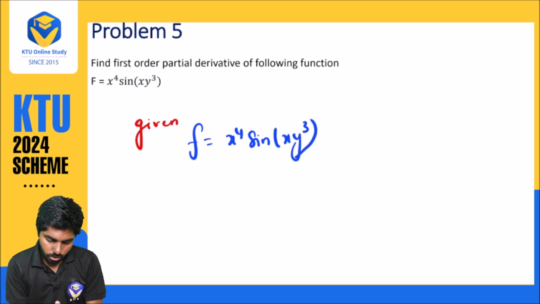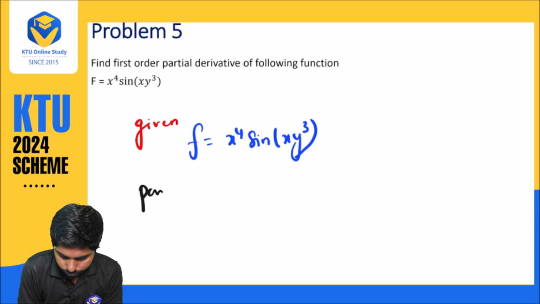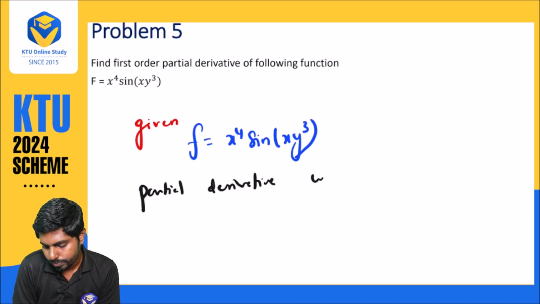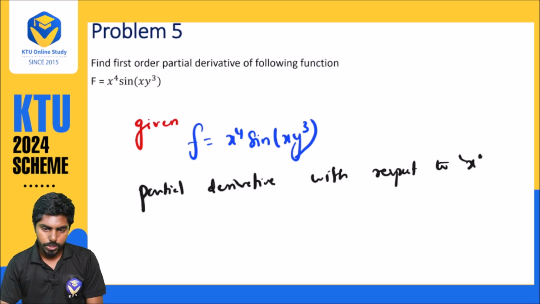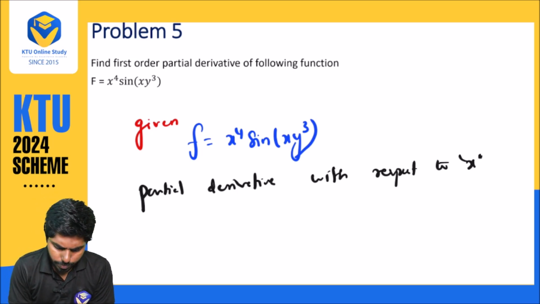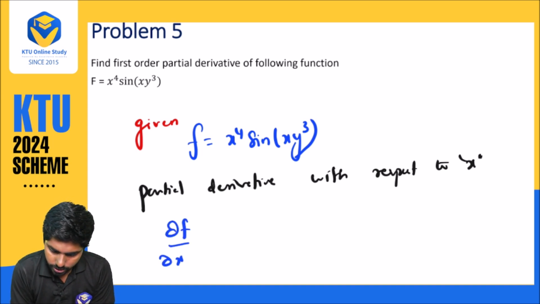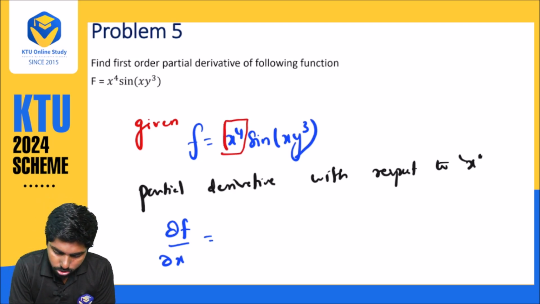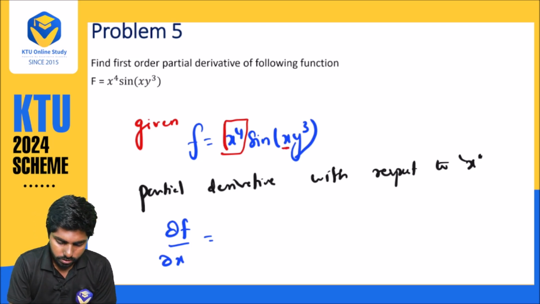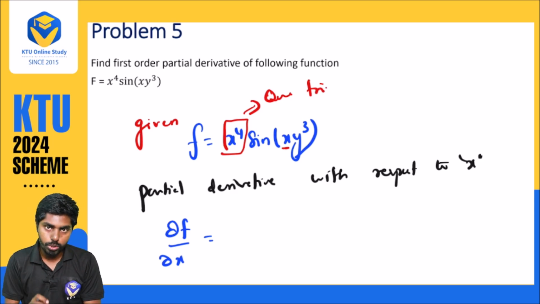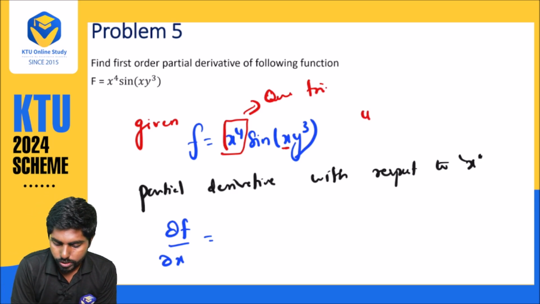Okay. So the partial derivative with respect to x. What will happen with respect to x? Just observe dou f by dou x. Here, x power 4 is there, and in the bracket also x is there, sin x. This is algebraic plus trigonometric. That means we are able to use the UV method.